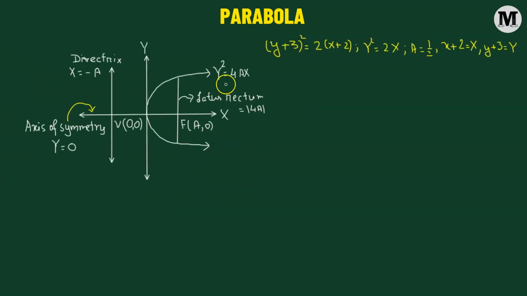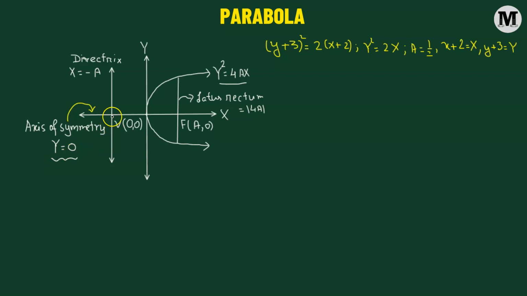So here we have the graph of the parabola y² = 4ax. The coordinates of the vertex of this parabola is at the origin. The coordinates of the focus is (a, 0). Now the straight line on which the vertex and the focus of the parabola lie is referred to as the axis of symmetry line. And since this line is along the x-axis, its equation is given by y = 0.